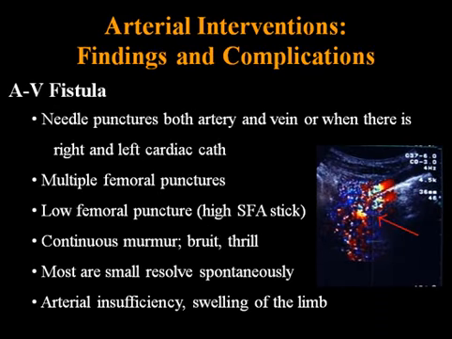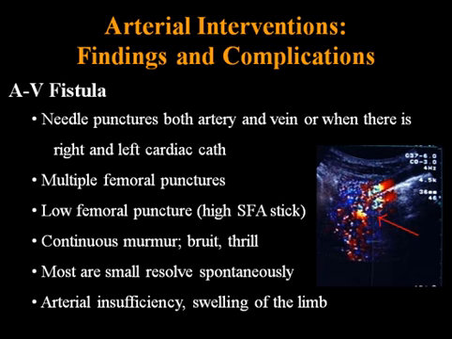Arterial venous fistulas are not uncommon, typically resulting from needle punctures to both the artery and the vein, or when there is right and left catheterization. Bleeding from the arterial puncture may track into the adjacent venous structures, forming an arterial venous fistula. These patients are also at higher risk if there have been multiple femoral punctures, a low femoral puncture, or a high SFA stick.